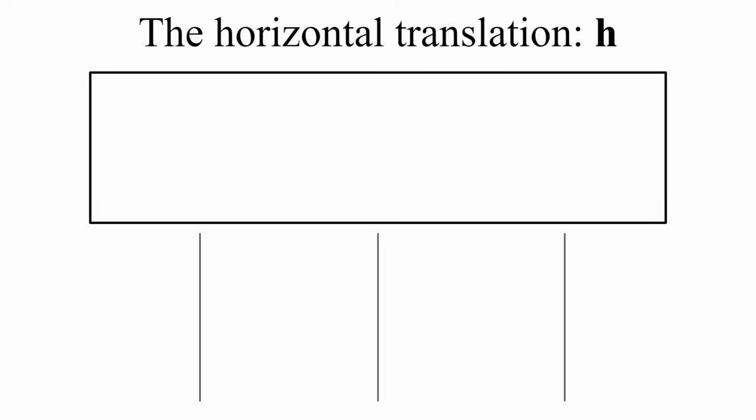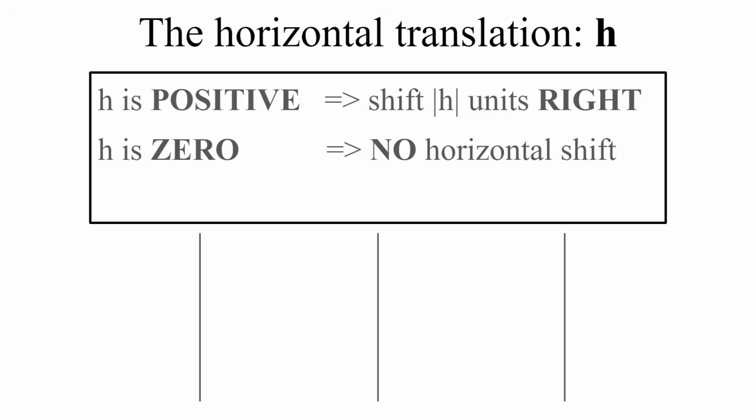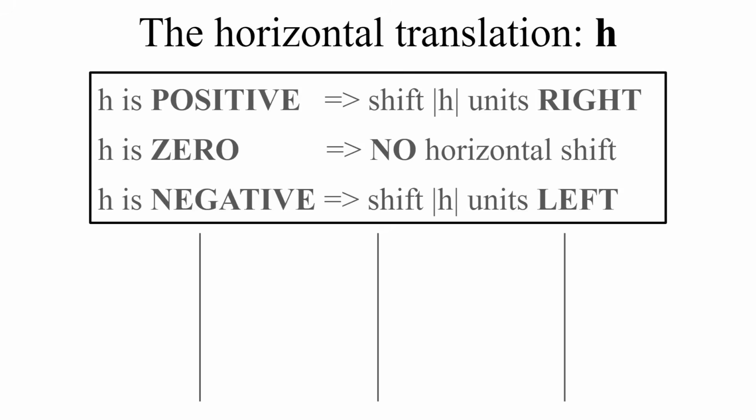So let's quickly sum that up. When h is positive, we shift the absolute value of h units right. When h is 0, there is no horizontal shift. And when h is negative, we shift the absolute value of h units left. So you've got to be able to go back and forth between these very quickly. So let's do a couple examples.